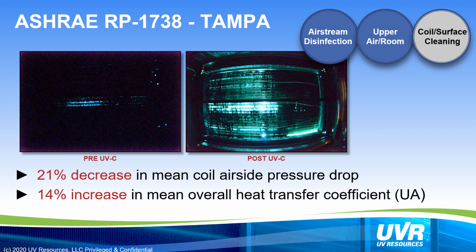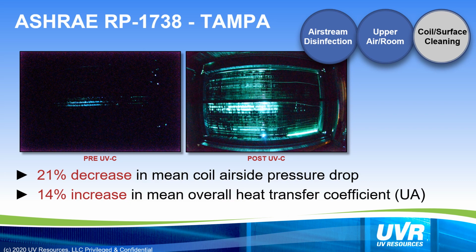So this is the coil that we saw in the previous slide. When they activated the UV lights, they went to the opposite side of the coil and tried to take a picture of how much of the visible light came through the coil. And then at the end of the study, they did the same thing, which is the picture on the right. But remember, this was an energy study. So what they did measure was about a 21% decrease in just the pressure drop and a 14% increase in the overall heat transfer. If you start to put those into an energy calculator or return on investment, it's very affordable to put lights in and be able to pay for them in a very short period of time.